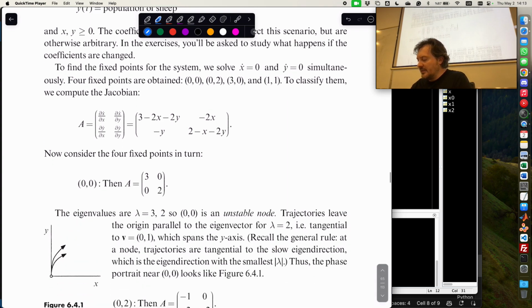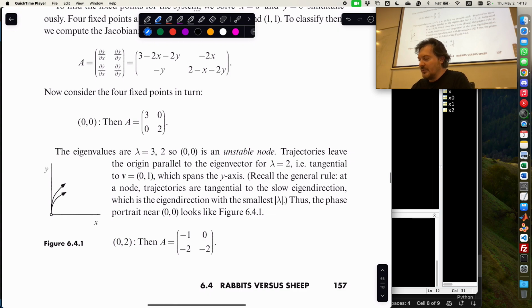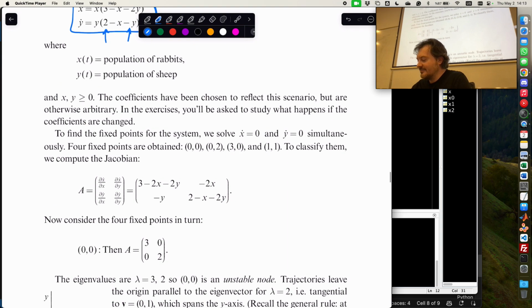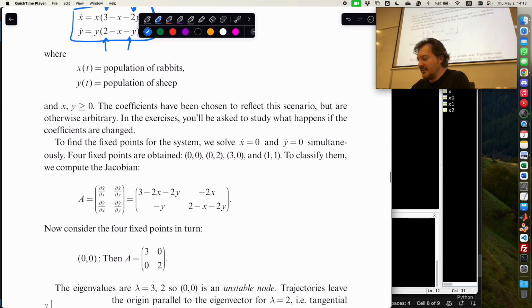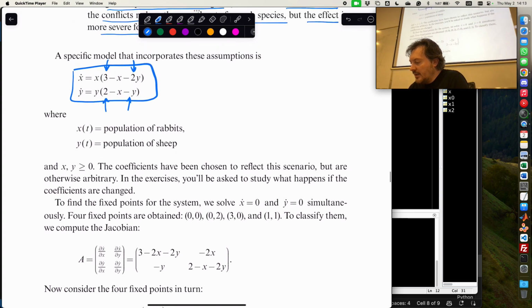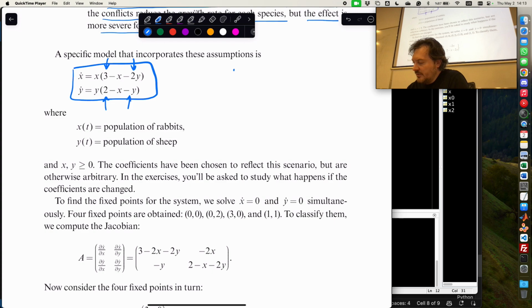This is a little bit of a sad model, as you will see at the end. Either the rabbit or the sheep dies. Okay, let's exercise. Let's see what's going on. So we have, for example, (0, 0) as a fixed point. Do you agree? Because that would result in x dot equals 0, y dot equals 0.